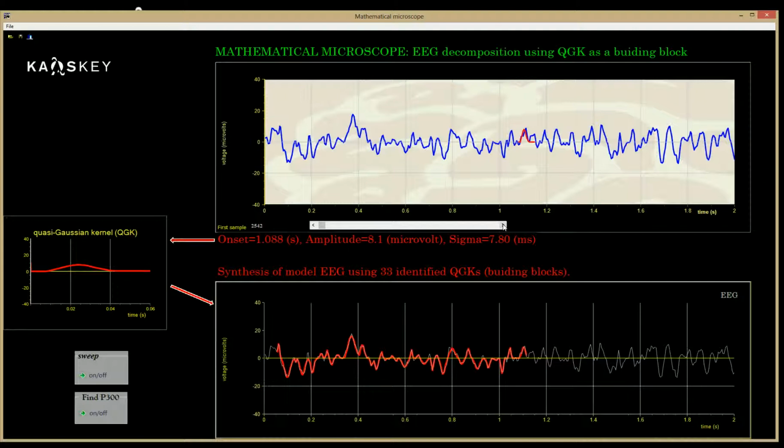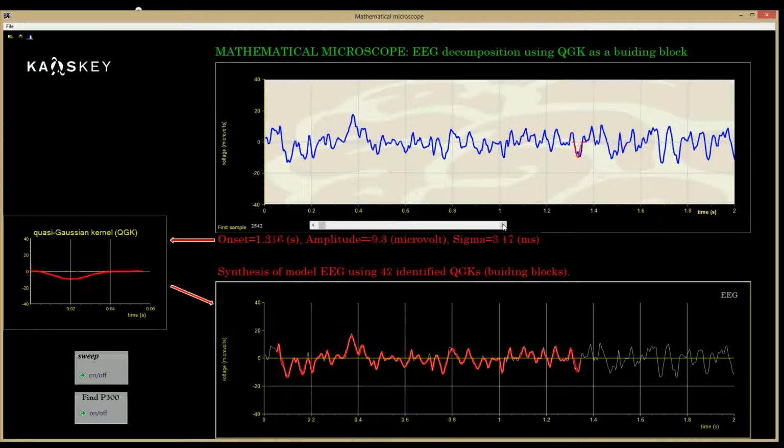Conceptually, a quasi-Gaussian kernel is a model of the corresponding EEG component. To give a visual impression of remarkable modeling accuracy, the red line in the bottom panel of the screen shows synthesis of the EEG model using the running results of the EEG decomposition.